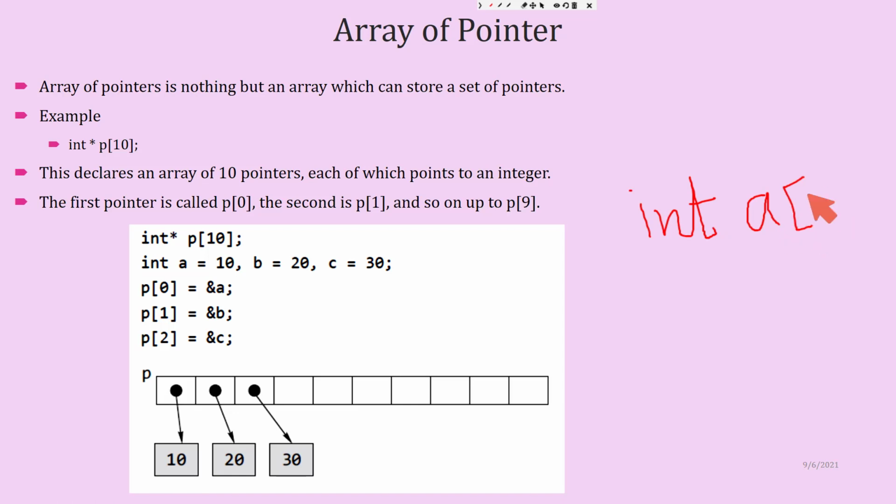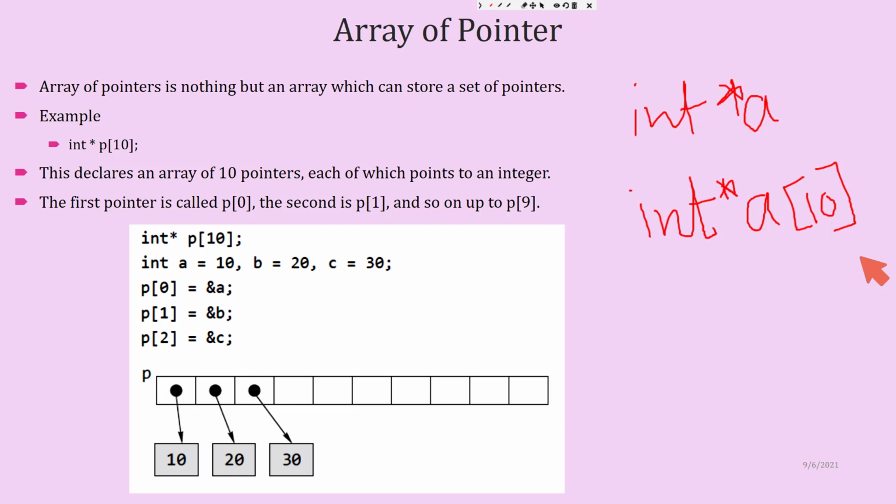We all know what is int a of 10. Int a of 10 means a can hold 10 integer values. Similarly, what will be int star a of 10? We all know what is int star a. Int star a means a is a pointer variable which can hold address of another variable. Similarly, int star a of 10 means that a is an array which can hold 10 address values. Each of the 10 address values will be pointing to an integer. Same concept. You just compare the normal array and the pointer array.